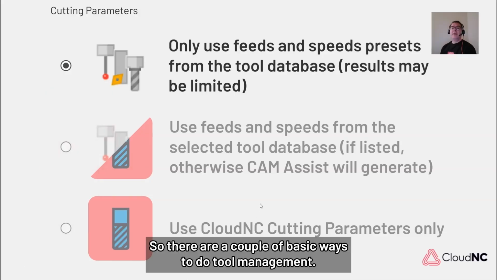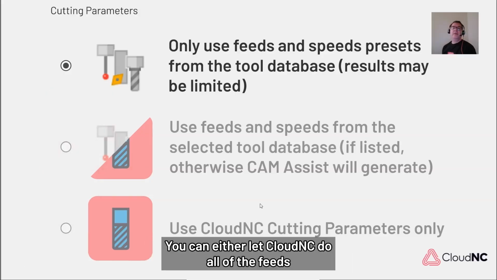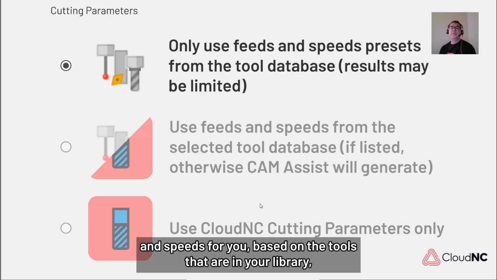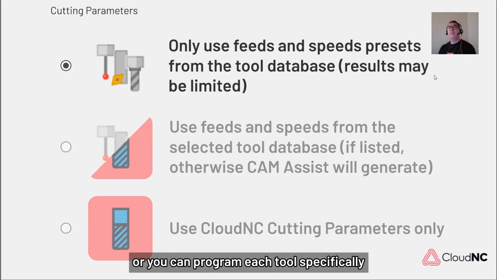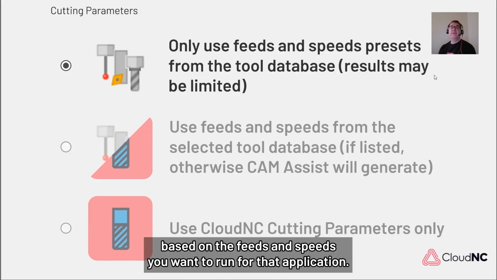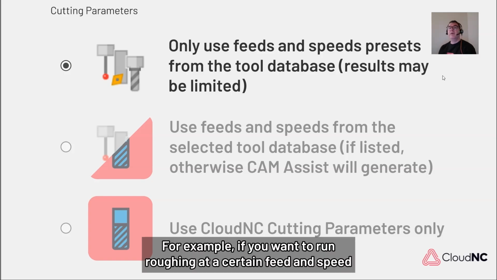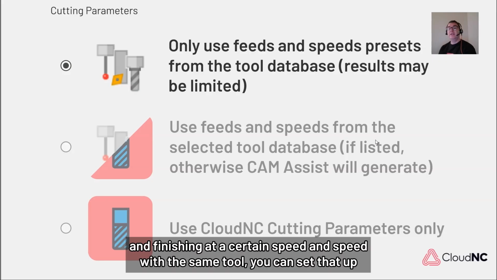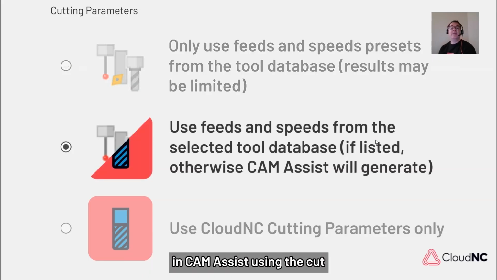So there are a couple basic ways to do tool management. You can either let CloudNC do all of the feeds and speeds for you based on the tools that are in your library, or you could program each tool specifically based on the feeds and speeds you want to run for that application. For example, if you want to run roughing at a certain feed and speed and finishing at a certain feed and speed with the same tool, you can set that up in Cam Assist using the cut data in the Fusion tool library. So we'll walk through that.